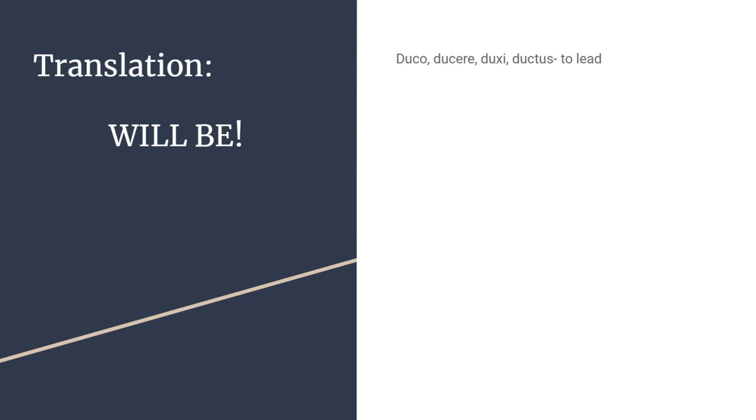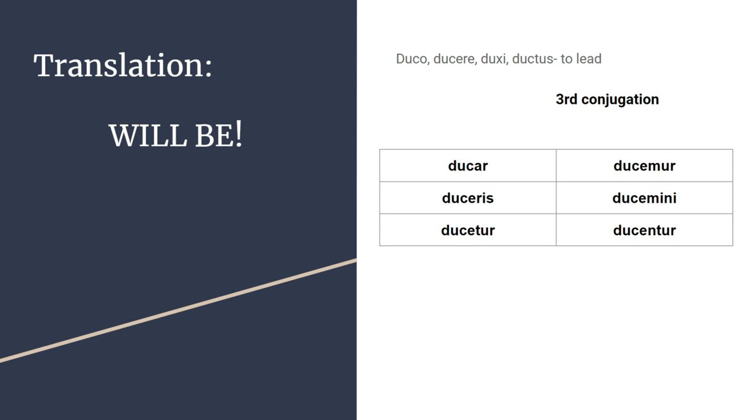Which conjugation is duco, ducere? Did you say third? Third would be correct. We want to get our stem. That's D-U-C. We want to add our vowel, which, for third, is no vowel. We want to add our endings. This is what it looks like.